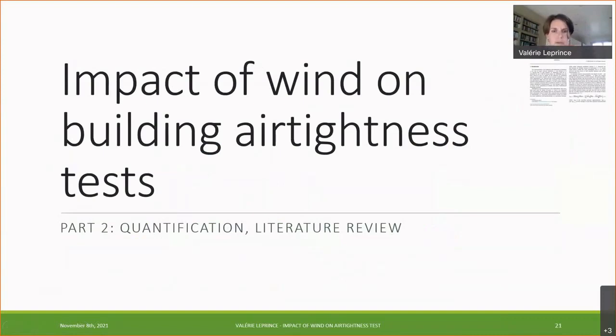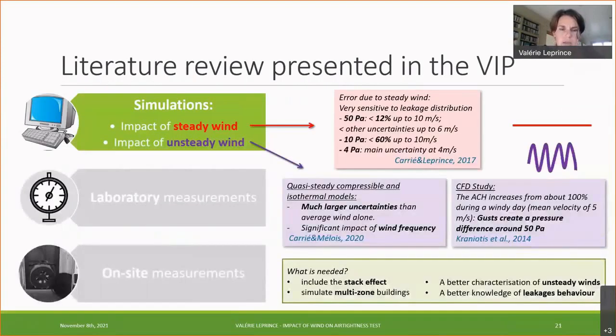In the second part of the VI paper, we have tried to quantify this impact through a literature review. There are 3 parts, in fact, in the literature review. The first part is about simulations. We have various publications on simulating the impact of steady and unsteady wind on the result of air tightness tests, mostly done by Rémi Carrier on this subject.